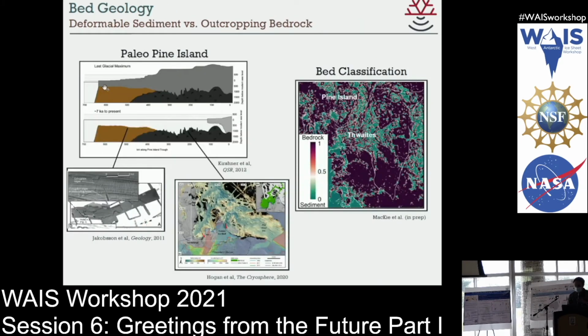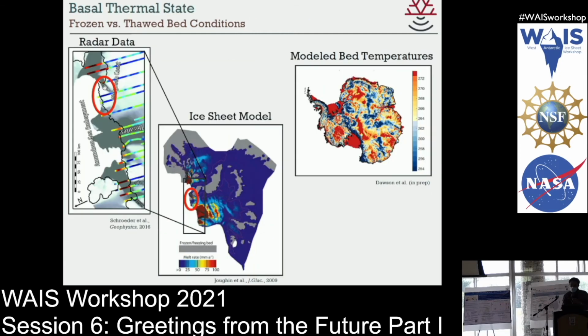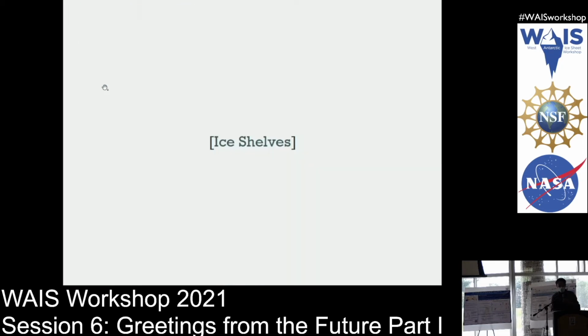If you're going to look at the bed, you might do stuff like MacKie's to try and characterize bed lithology because it's a uniform data set. Maybe you'll do stuff like Eliza talked about earlier, try and look at reflectivity of frozen and thawed parts of the bed. But again, these are reflectivity signals, not geometry signals.